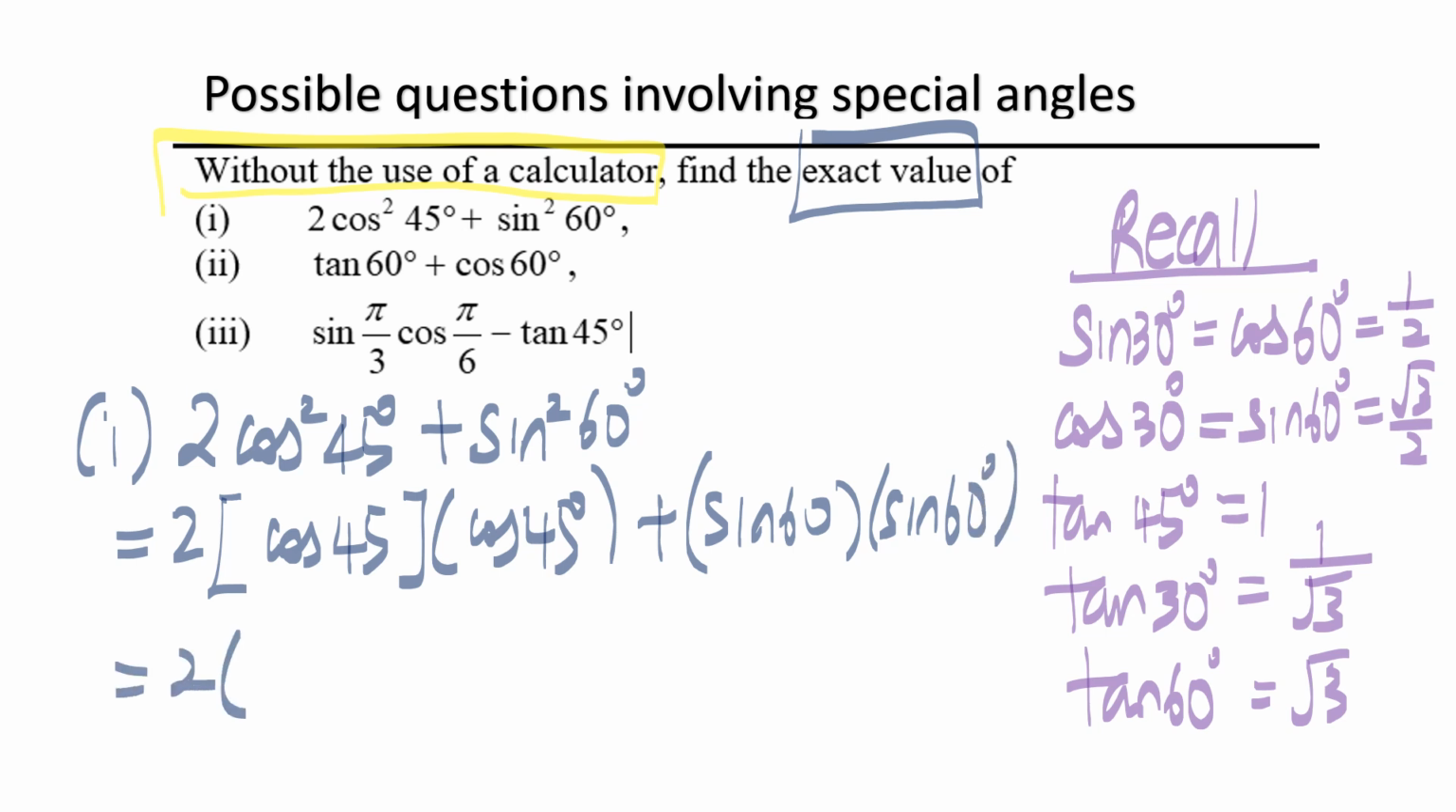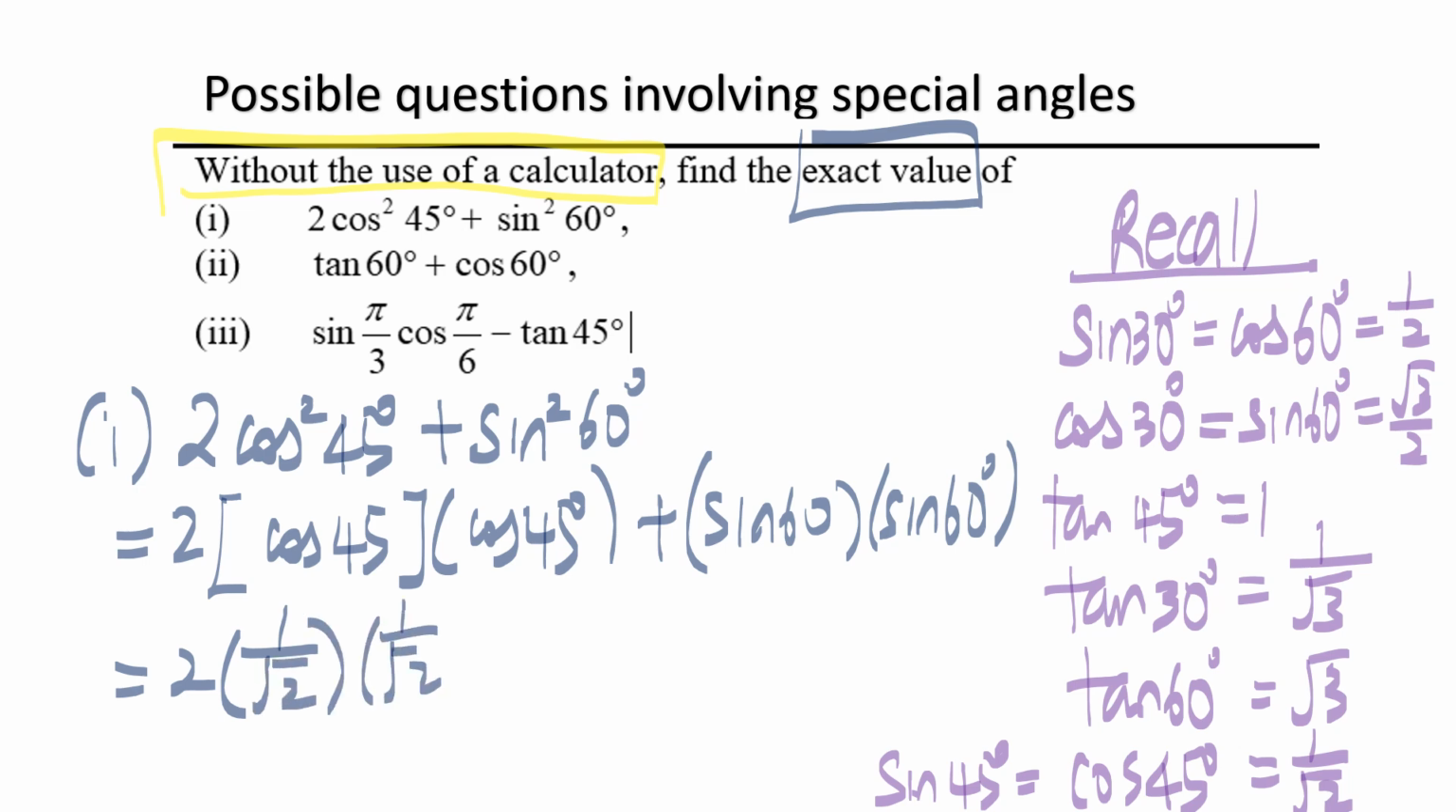So cosine 45, oh, we forgot to write down the value for cosine 45. Cosine 45 we learned earlier on is 1 over square root 2. Sine 45 is also 1 over square root 2. So sine 45 is equal to cosine 45, equal to 1 over square root 2. So plug in values. This is 1 over square root 2, 1 over square root 2.